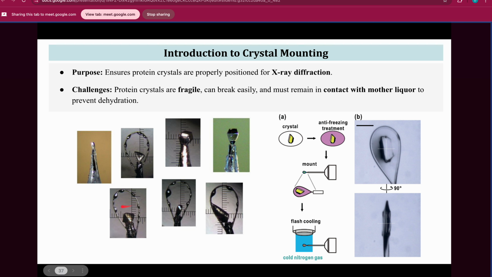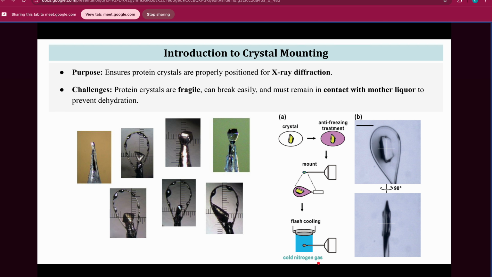And in this, I have shown how these crystals are mounted and how they appear when we take them and mount them. So this is also a technique. Then in the next slide, I'll discuss how with the loop we pick up the crystal carefully, and we cryopreserve it. After cryopreservation, we use an anti-freezing treatment when we want to mount it. So flash cooling is done and cold nitrogen gas is passed through it, and ultimately, after all these things have been done, we will allow the X-ray to pass through it.